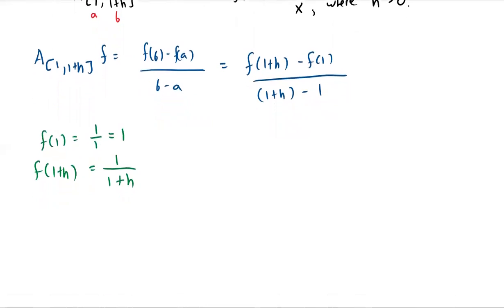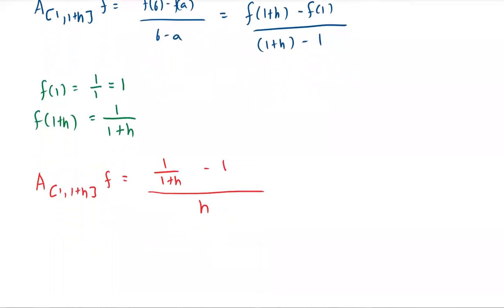Now, I can go ahead and plug everything in. This is going to be f of 1 plus h, which is 1 over 1 plus h, minus f of 1, which is 1, all over 1 plus h minus 1. The 1's cancel, and you're just left with h.